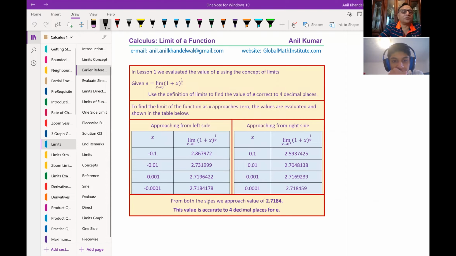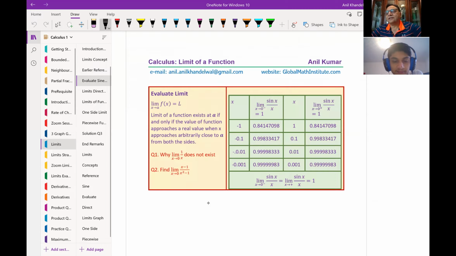Perfect. So let's move forward and we'll take up an example. This will be your homework question, so I'll not take up this. I'll come back to this later. But let's talk about sine x over x. In the beginning of the lesson, I said this limit when x approaches 0 is basically equal to 1, right? That's what I said. How do you verify it?